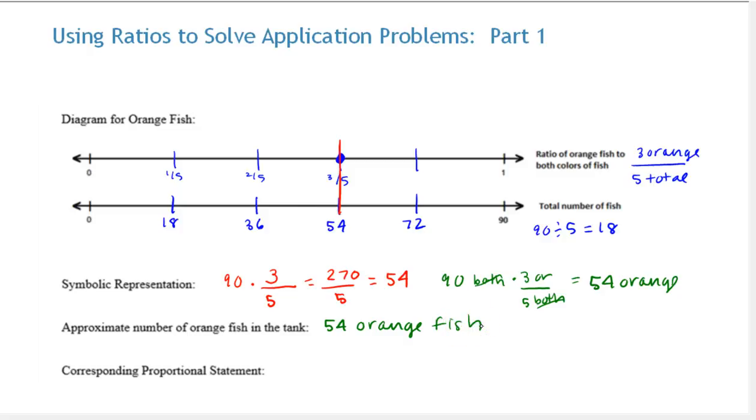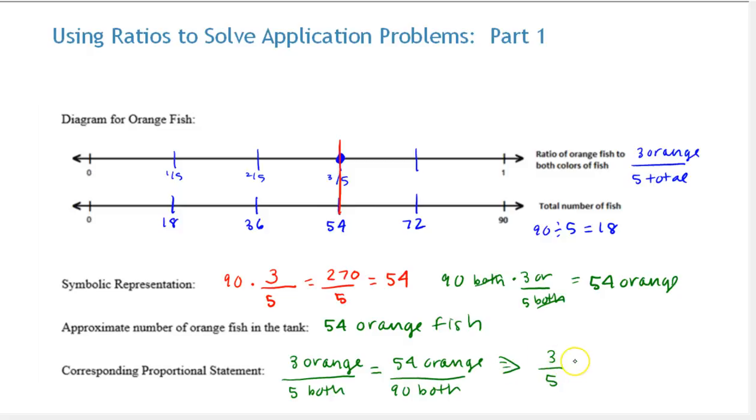Our corresponding proportional statement, well, we have 3 orange is to 5 total, or we'll put both colors, is equal to 54 orange over 90 total, or of both colors, or I'll put an arrow, we don't want to put equals really. 3/5 equals 54 over 90.